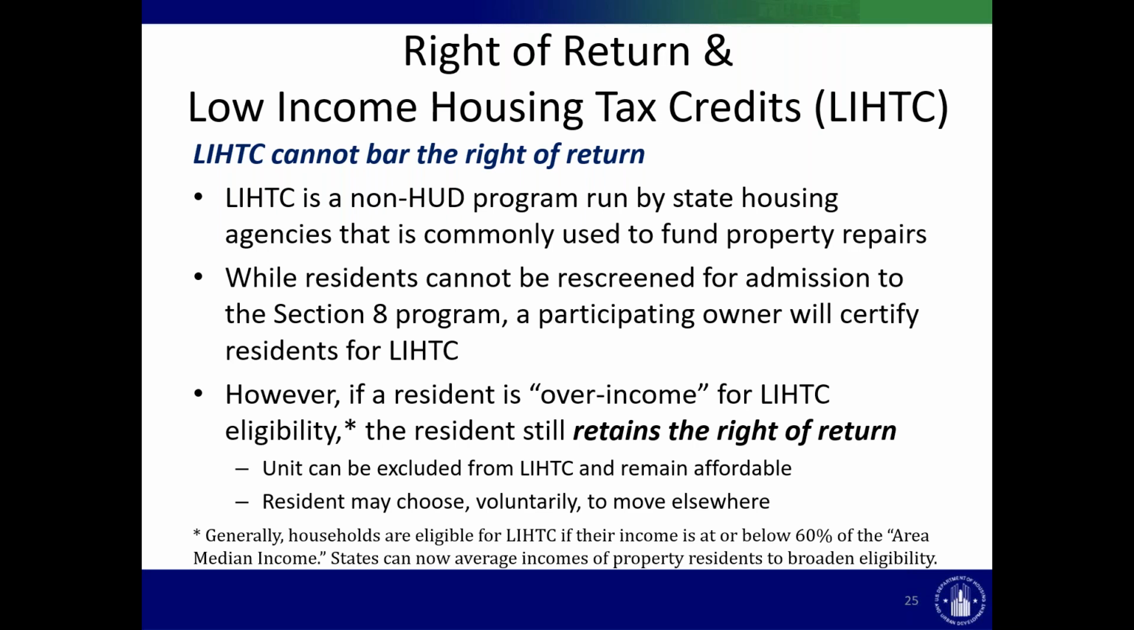Income eligibility for LIHTC is generally 60% of area median income, though it can be higher for states that have adopted what is known as income averaging, which allows some residents to have higher income if, on the whole, the property is serving very low-income households.